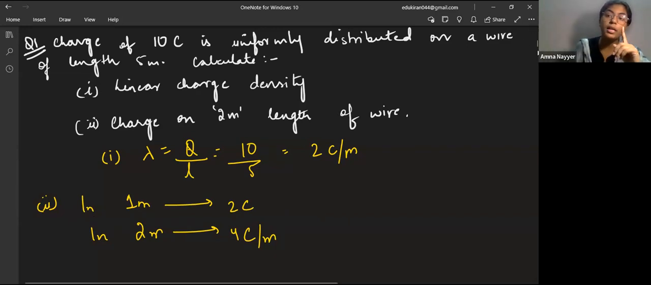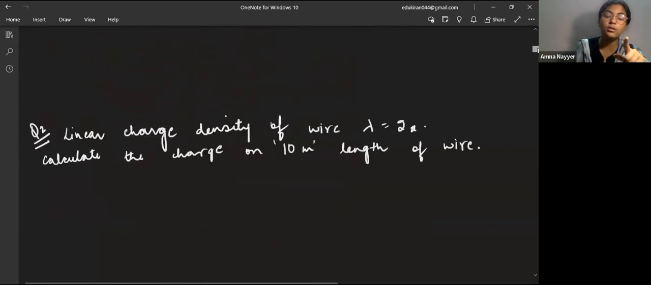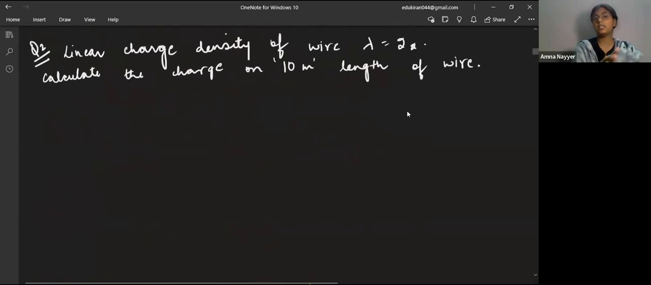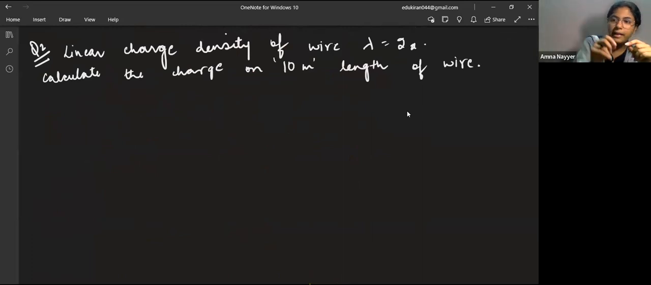Now, one thing I wanted to tell you for differentiation, that also have a look. See, if the question is given to you in this form, linear charge density of wire lambda is 2x. Now calculate charge on 10 meter length of wire. This is non-uniform, right? Because your length is not fixed. If you put x as 1, lambda will be 2. If you put x as 2, lambda will be 4. x as 3, lambda will be 6. So your lambda has variation, and when there is variation, uniformity gets disturbed. Then we land into non-uniformity.